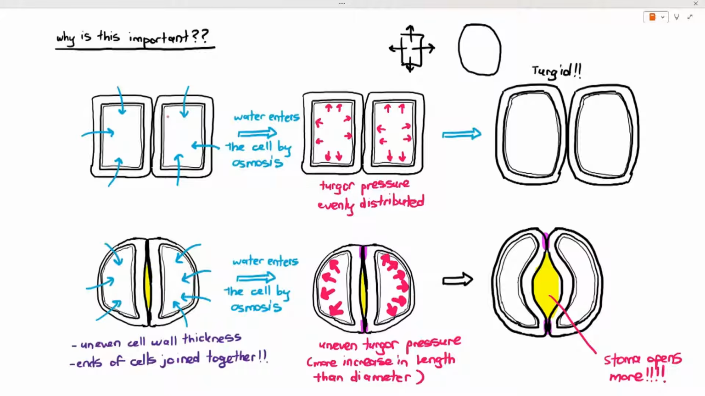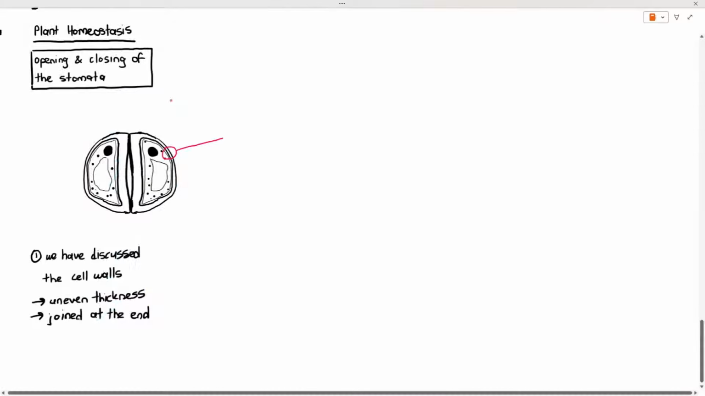Okay, and this will cause the cell to increase more in length than diameter. Therefore, the cells will become larger, but in doing so, it causes the pore in the middle of the stoma to open even more. So that is what I told you earlier. However, for this lesson, we have to look at how exactly the water enters the cell or goes out of the cell. So in this video, we're going to see how exactly all that happens.